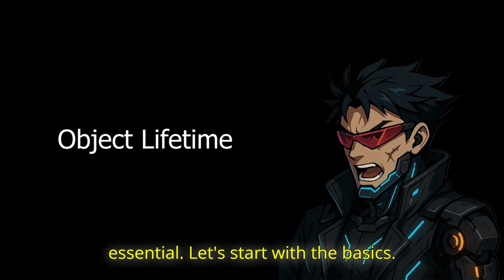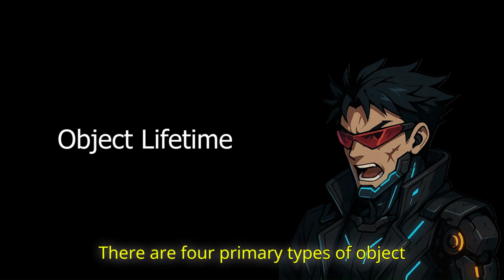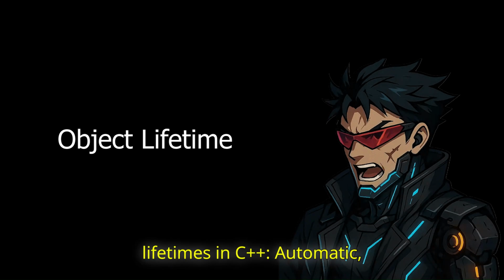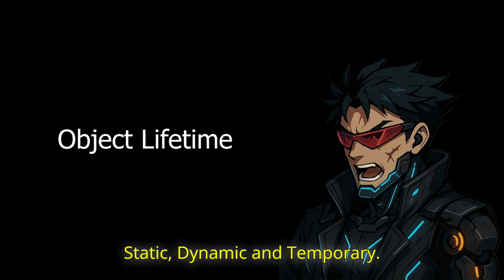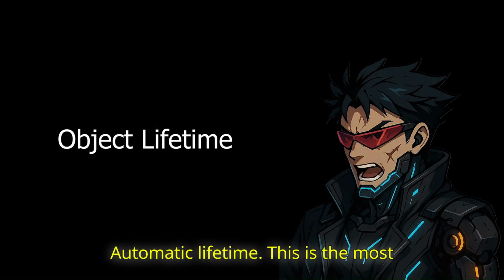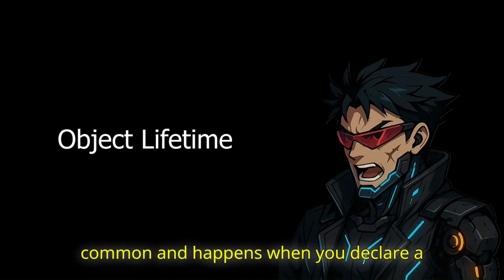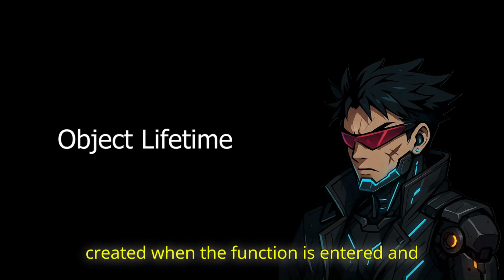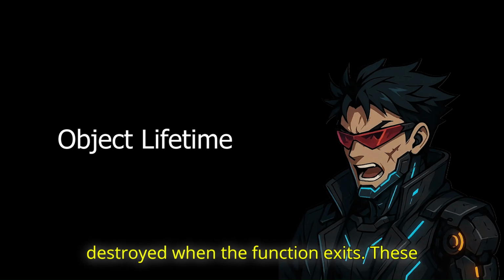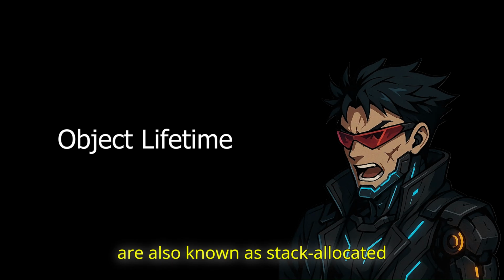Let's start with the basics. There are four primary types of object lifetimes in C++: automatic, static, dynamic, and temporary. Automatic lifetime. This is the most common and happens when you declare a variable inside a function. The object is created when the function is entered and destroyed when the function exits. These are also known as stack-allocated objects.